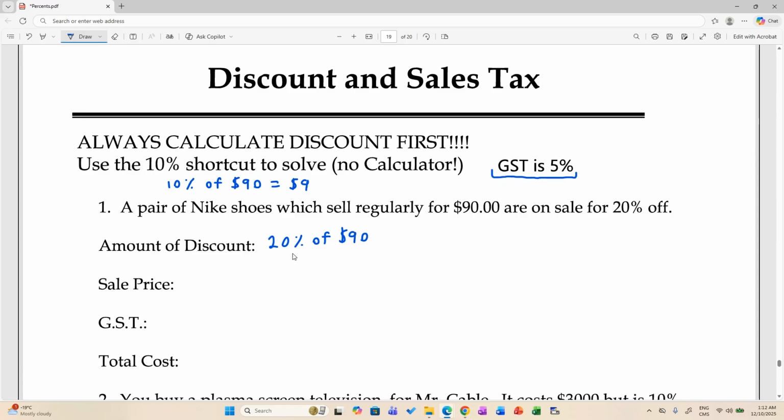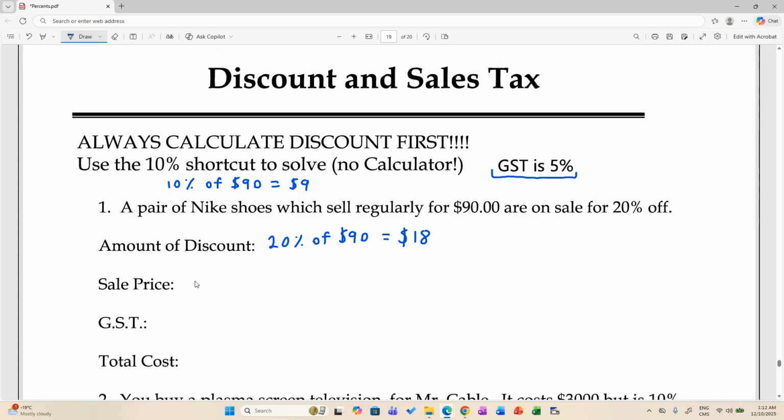Okay, great. So then what's 20% of 90? Most likely just double of what $9 is, because if 10% is $9, 20% would just be 9 plus 9. So 20% of $90 is simply going to be $18. Okay, great. I found the amount discounted. Now let's find the sales price.